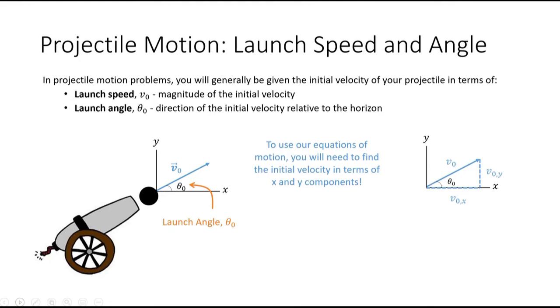And that's pretty straightforward. We can do that by drawing our nice little right triangle here, where we have the legs formed by v naught x and v naught y, so the initial components of the velocity in the x and y directions. The angle over here is going to be that launch angle, theta naught, and then the hypotenuse of that right triangle is going to be the magnitude of the launch velocity, or in other words, our launch speed v naught. So in general, you're going to be given v naught and theta naught here.